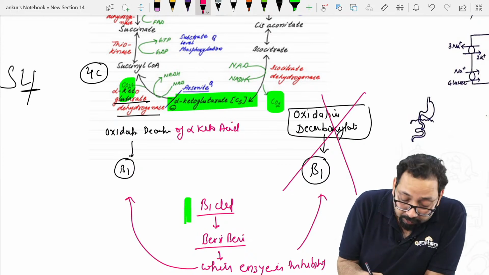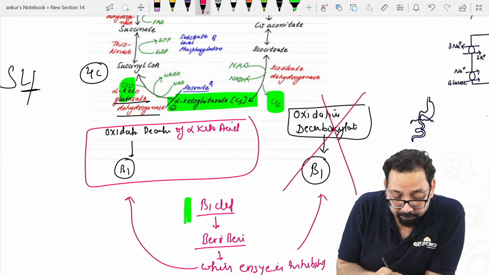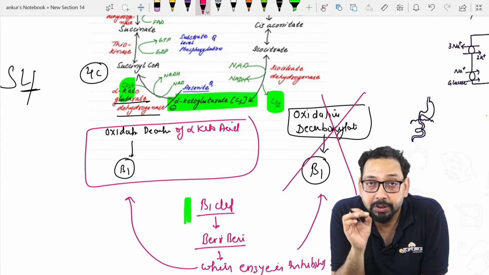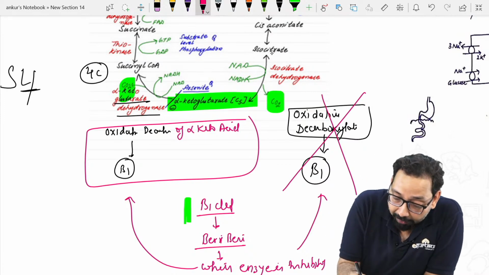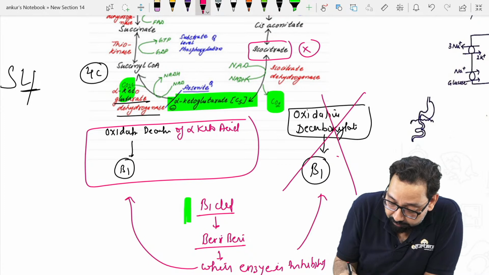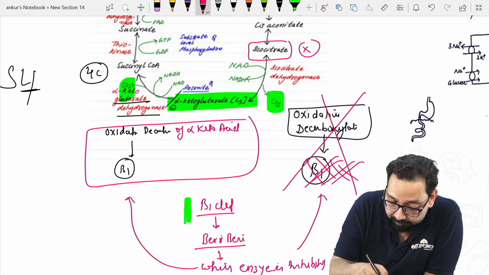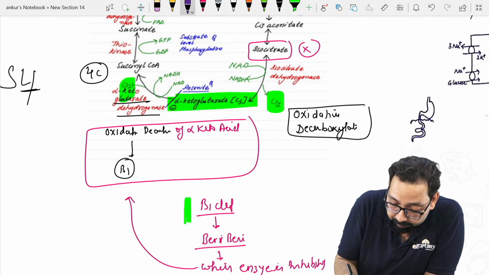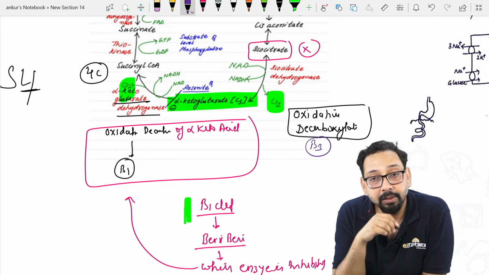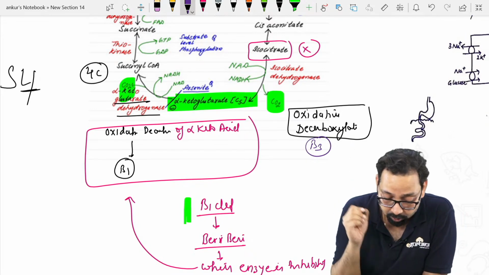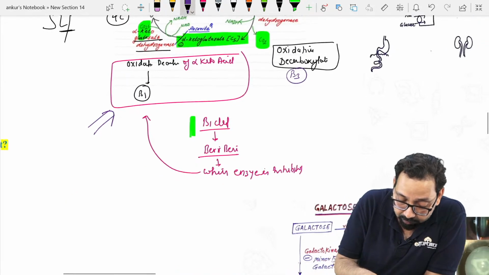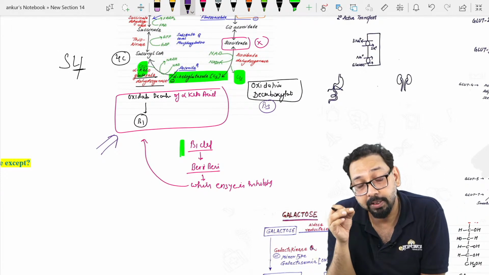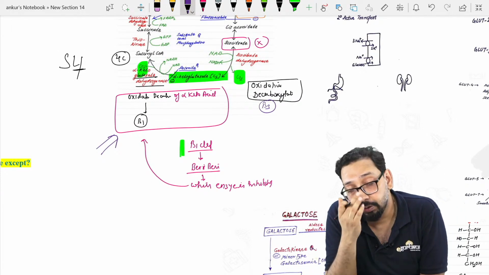No, dear. B1 is the cofactor for oxidative decarboxylation of alpha keto acid. Isocitrate is not an alpha keto acid, so B1 is not a cofactor for this enzyme. In this, B3 is the cofactor. Clear? Got the point? So this question is asked, and you mark it out in the Krebs cycle. Yes, pyruvate dehydrogenase, definitely that is the link reaction.